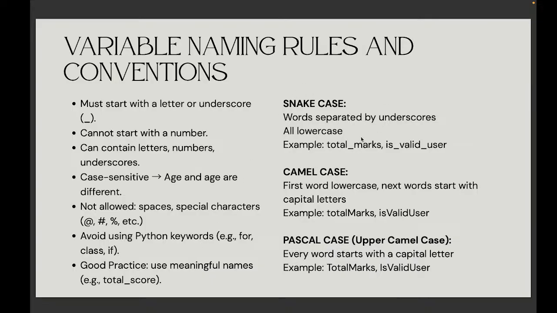Next, we will talk about some naming conventions. First of all, we have snake case. In snake case, if we have a variable with multiple words, we will separate the words using underscore. Next, we have camel case. Here, the first word would start with a small letter, but all the subsequent words would start with a capital letter. Then we have Pascal case, which is also upper camel case. Every word here starts with a capital letter, so it's easy to identify the different words in a variable name, like total marks is valid user.